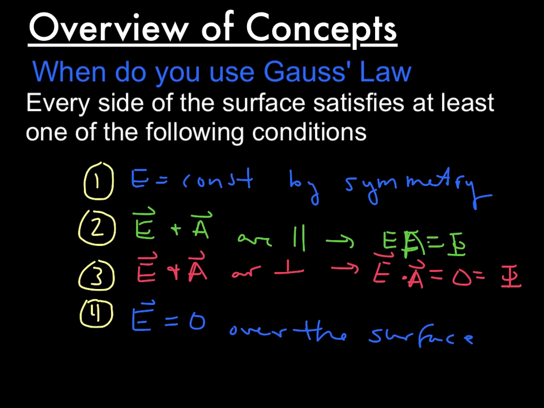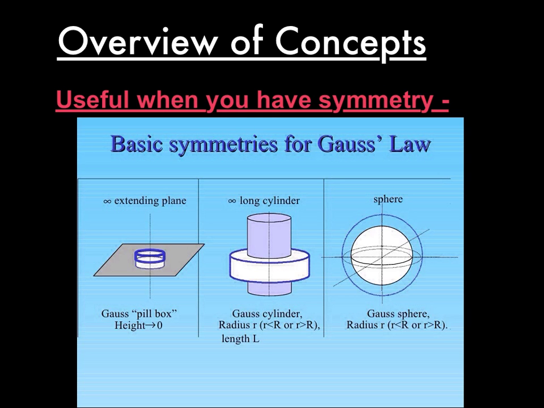So let's do some math with this. Where Gauss's law really shines is when you start looking at these symmetries. All right? Because when it's symmetries, that little area vector is really easy to figure out. So we're going to start with a sphere, then we'll talk about a cylinder, and then we'll talk about a plane.